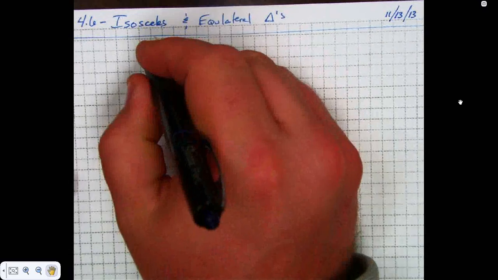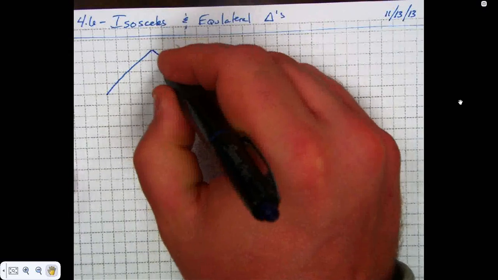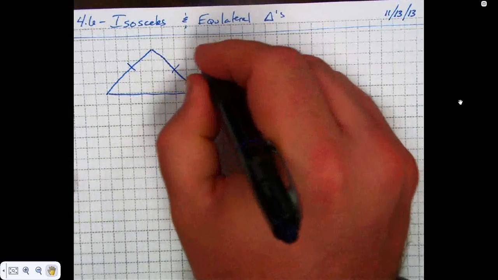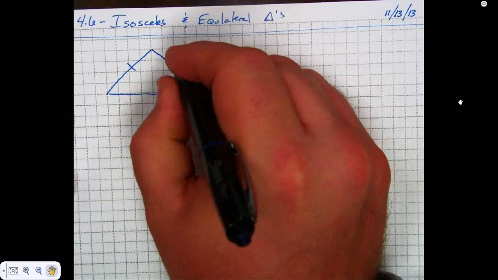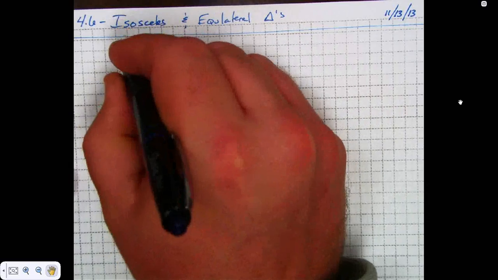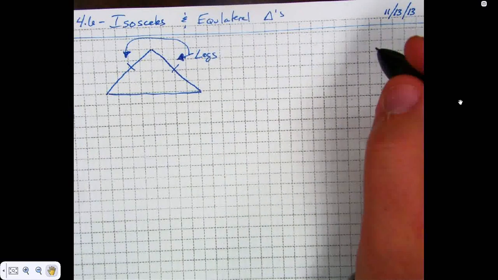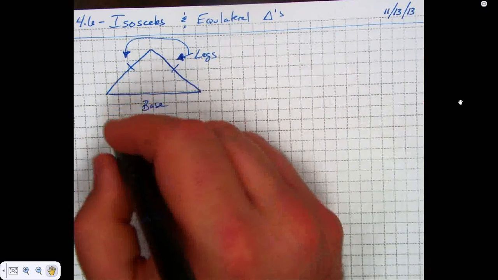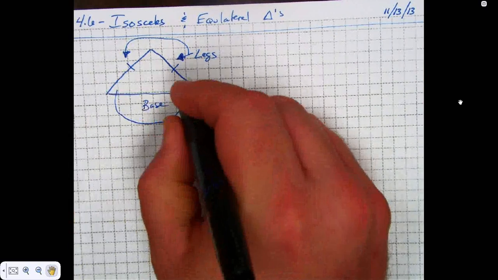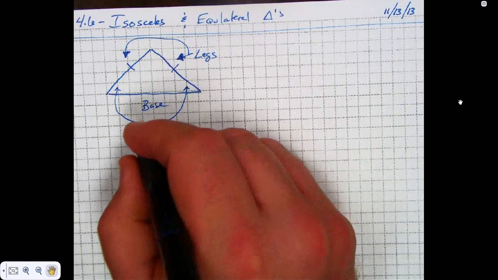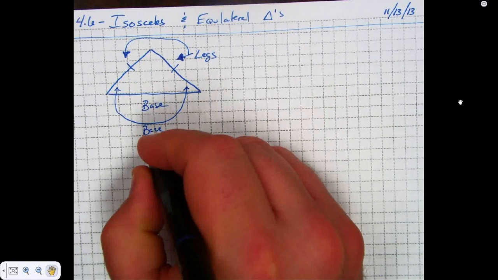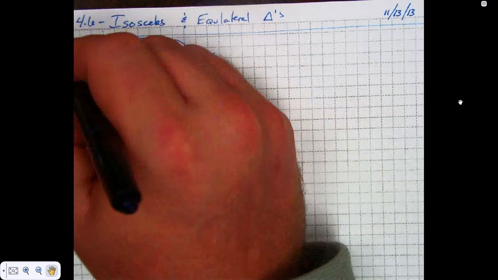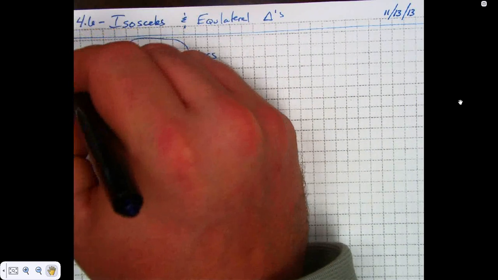Here's an important thing. In an isosceles triangle, the two sides that are congruent are called your legs. The side that's not is called your base. These two angles right here are called your base angles. That angle right there is called your vertex angle.